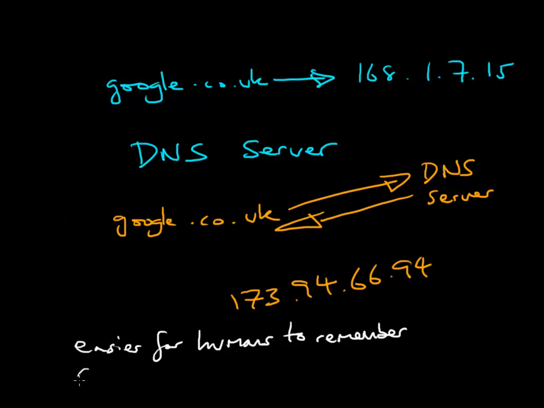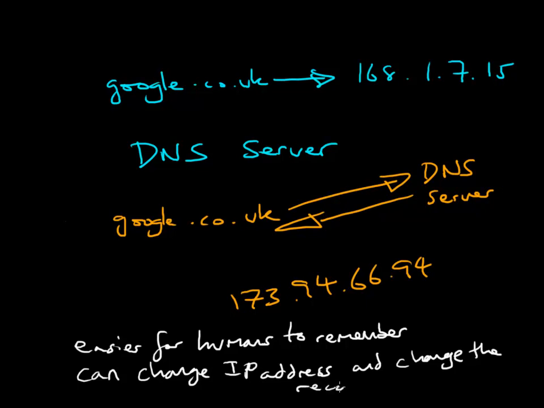And so an advantage of using domain names is that you can change the IP address and change the record on the DNS server. And you would change the record probably on the DNS server and also on the domain name registration. And that's the two advantages as to why we use domain names and DNS servers.